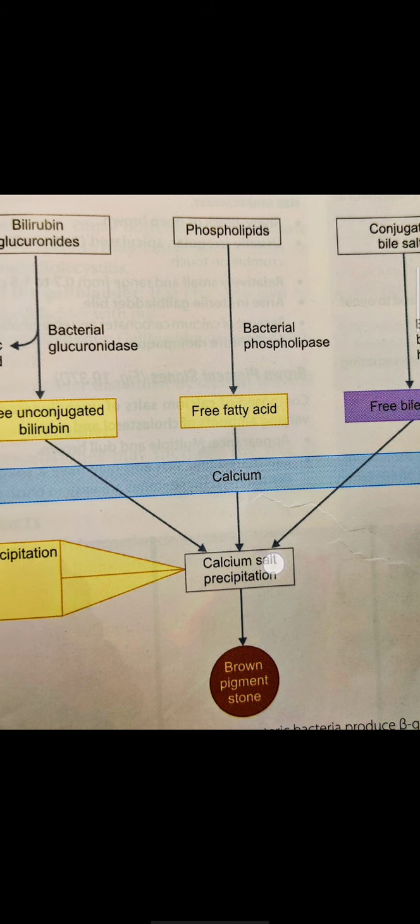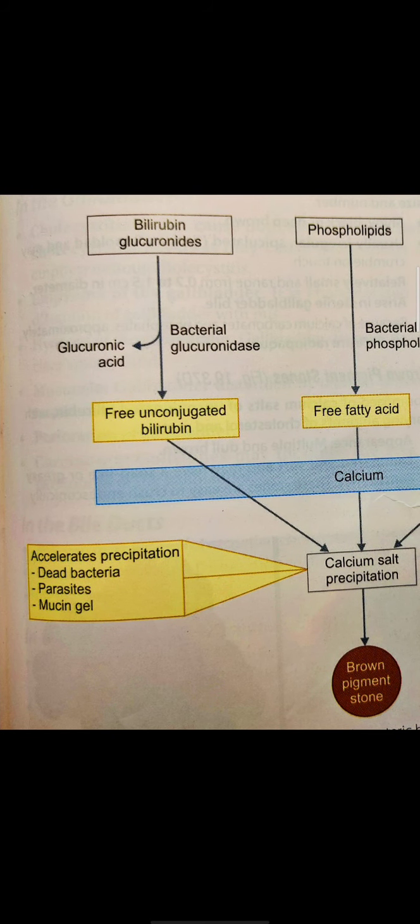As you can clearly appreciate, the dead bacteria, parasites, and mucin accelerate this brown stone precipitation.